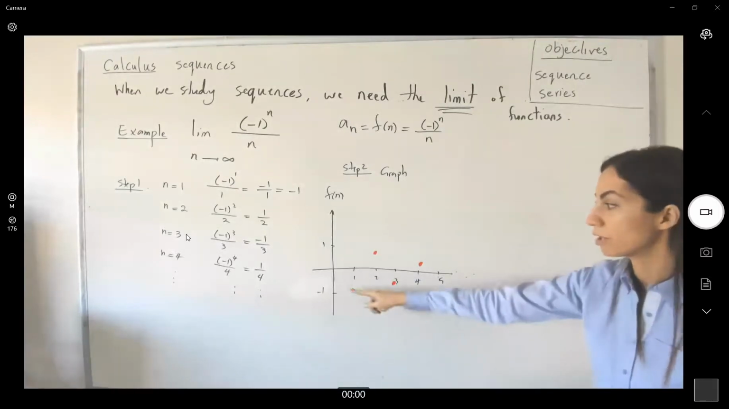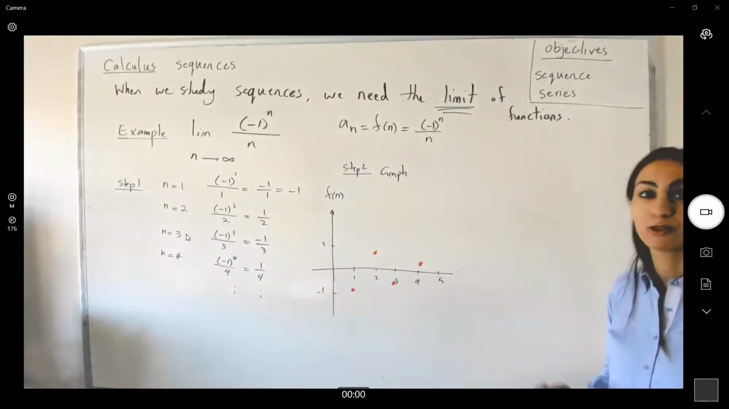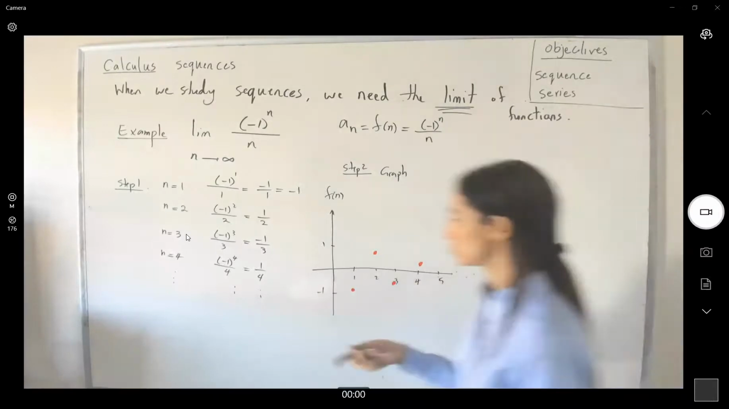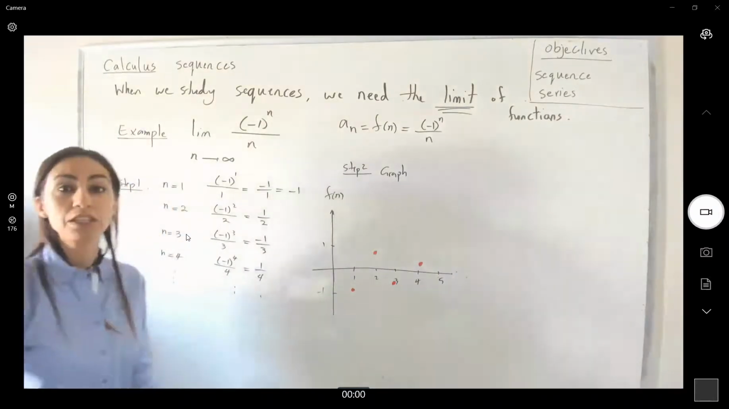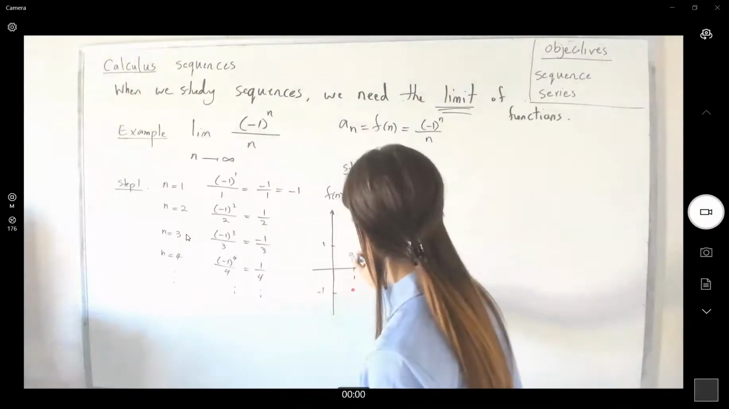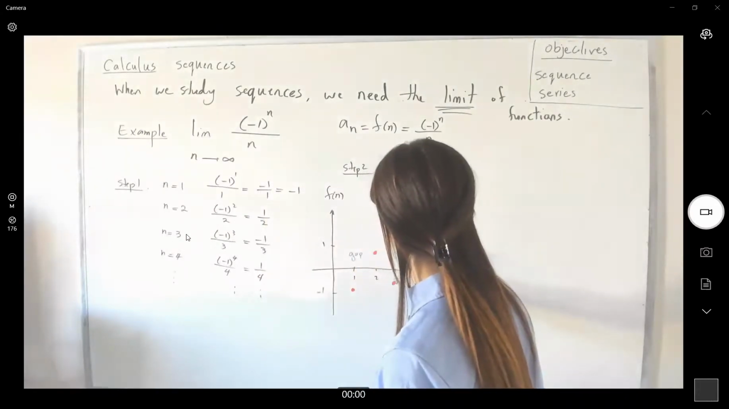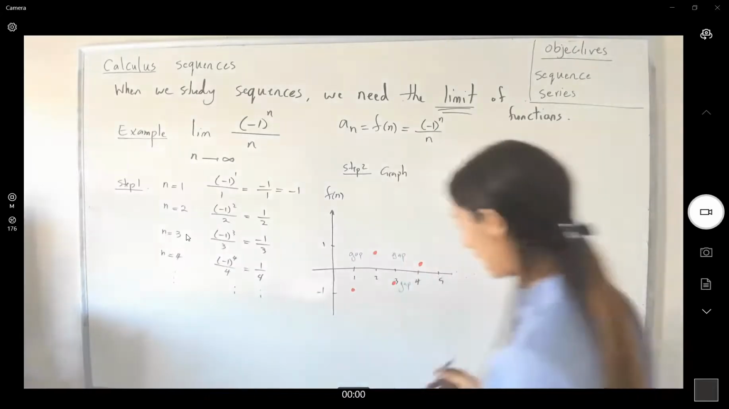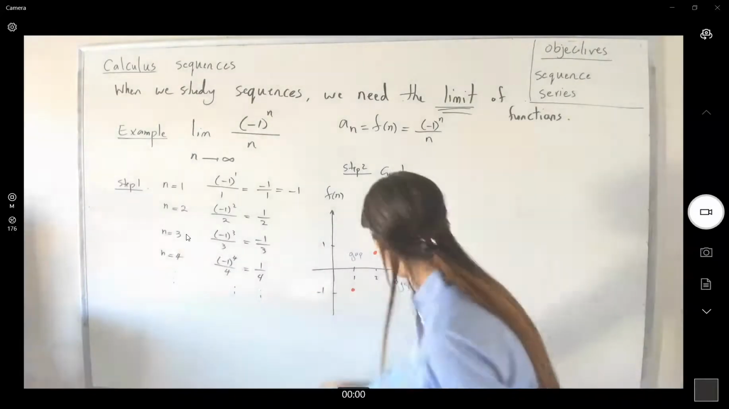Again, we are not allowed to connect these. You should have gaps. This is a discontinuous graph. Gaps everywhere. Okay, perfect.